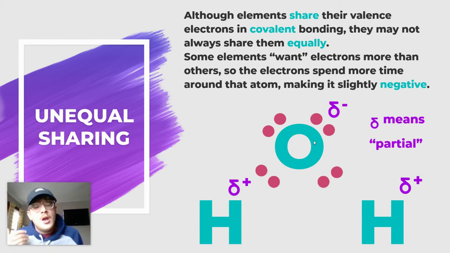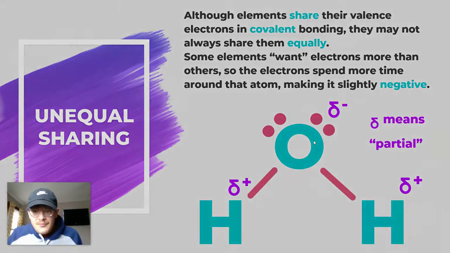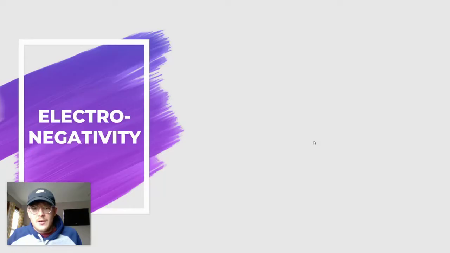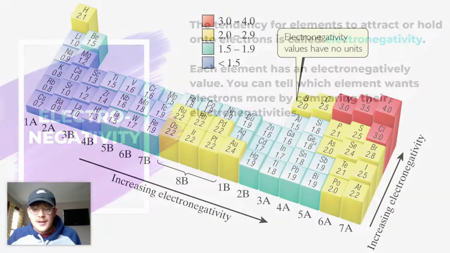The question is, which element is tugging more? Whichever element is tugging more is going to be slightly more negative, and whichever one is tugging less is going to be slightly more positive. Because electrons are negative, if they're hanging around you, you're going to be more negative. It's just the case. There's a concept we learned a little while back called electronegativity.